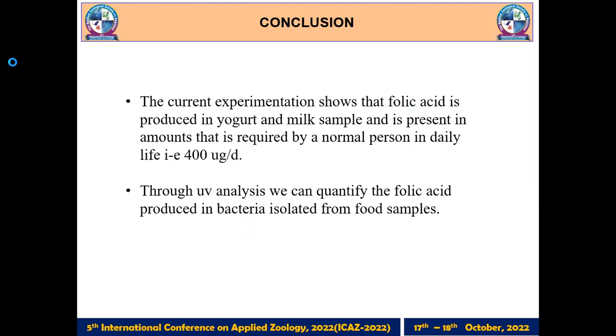From the analysis of this UV experimentation, we have concluded that the amount of folic acid produced in the milk sample is present in amounts that are required by a normal person in daily life, which is 400 micrograms. We have detected this through UV analysis, and we have quantified the folic acid produced in bacteria isolated from food samples. We have developed our own methodology of UV analysis, and that will be discussed further in the research paper.